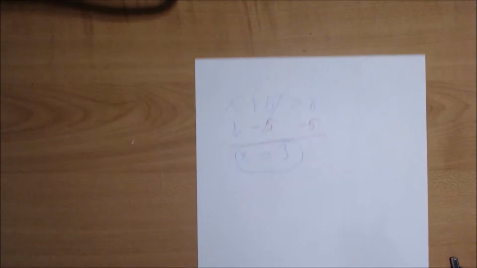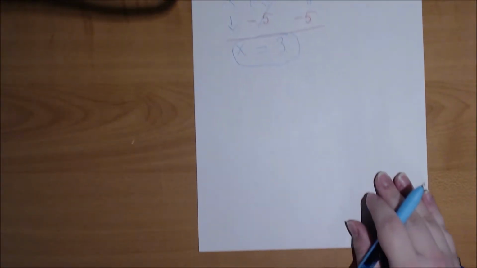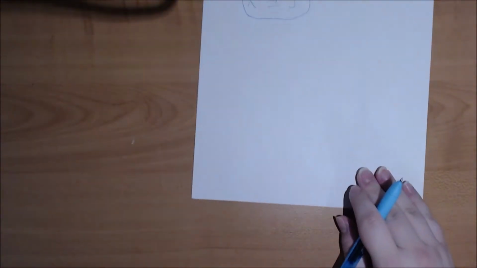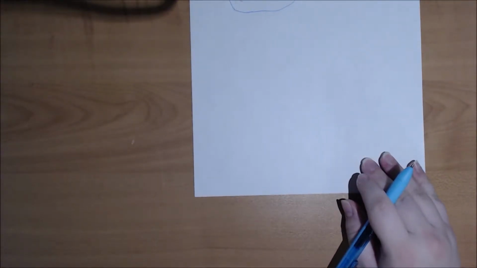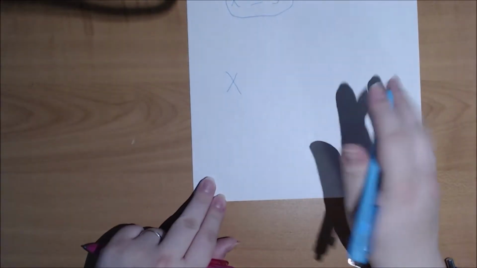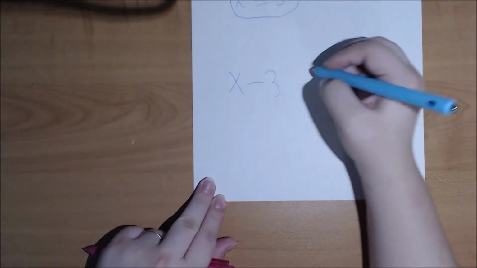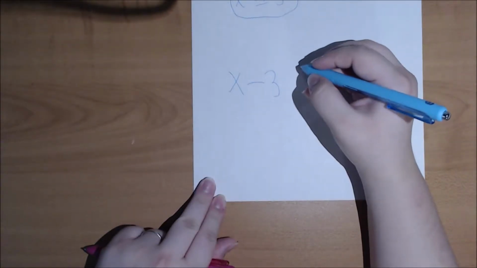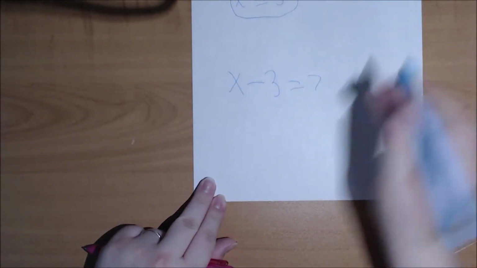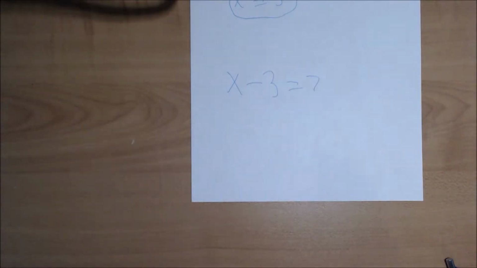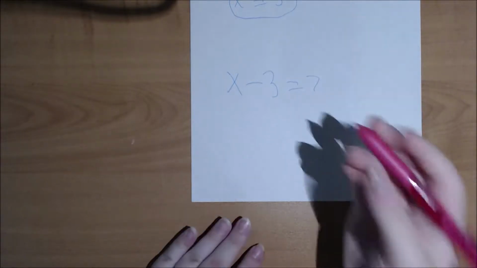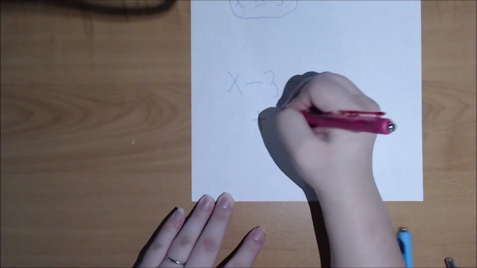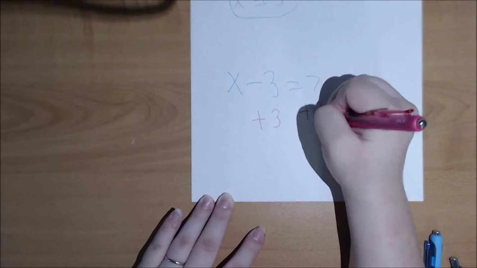Okay, let's go ahead and try another one. Now I'm going to have x minus 3 equals 7. So in doing this, I see the x is being connected to the 3 through subtraction. The opposite of subtraction is addition. I'm going to add 3 to each side.